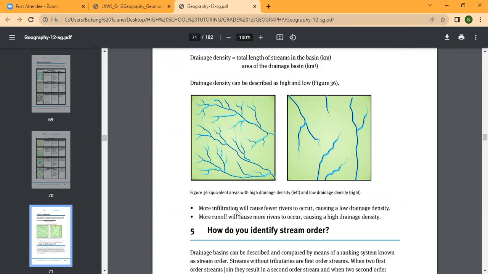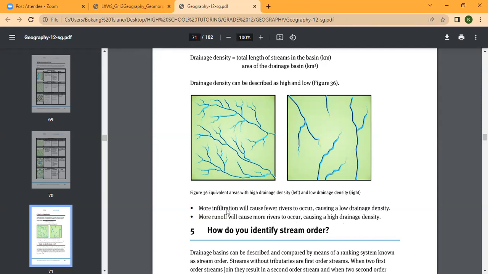If we have more infiltration, which means more water percolates into the groundwater level, that means that the streams will have less water, and if they have less water, there'll be less density, so we'll have a low drainage density. And if we have more runoff than infiltration, then we're going to have a high density, because the drainage system is going to have water running through it. Hence, we have a high drainage density.